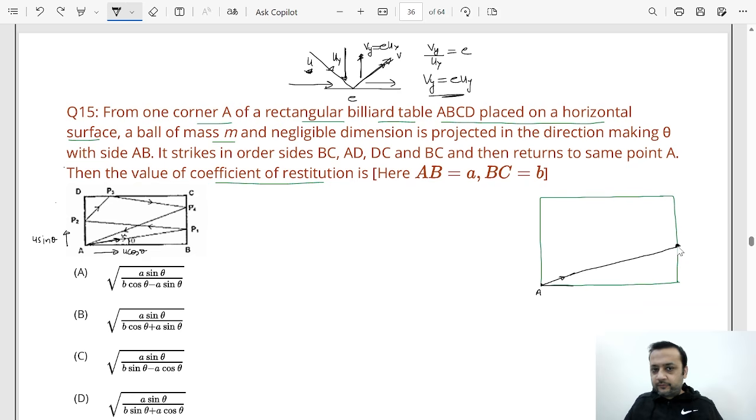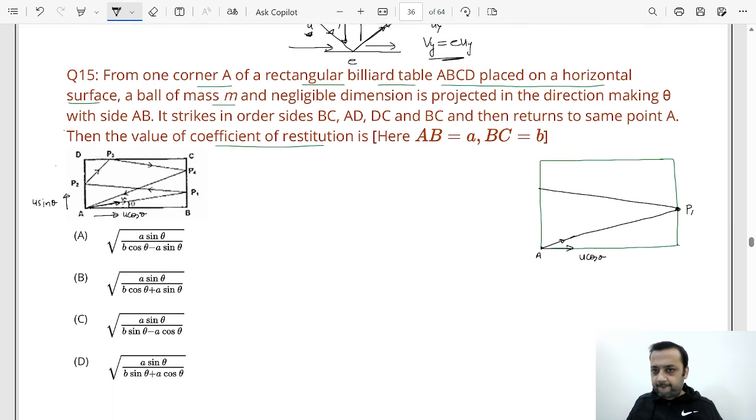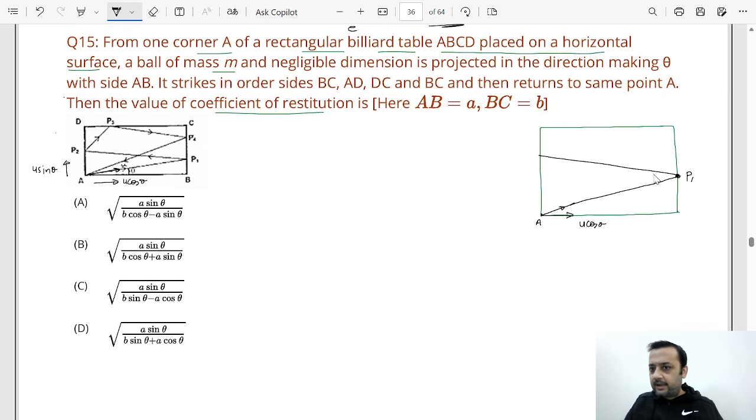If you look at the first collision at the point P1, what will happen? This velocity, which is u cos theta, will become e times u cos theta. So the ball will come back. The ball was coming here at u cos theta, and it will rebound at e u cos theta.